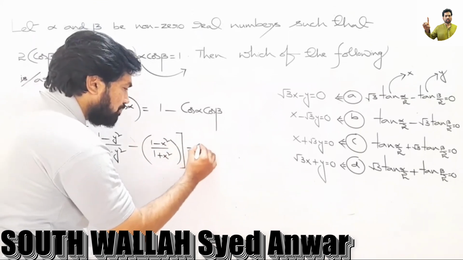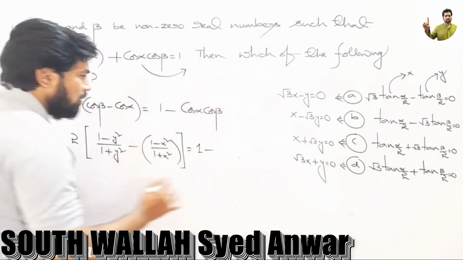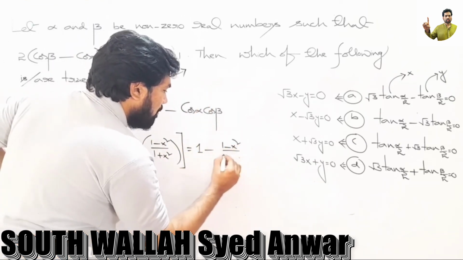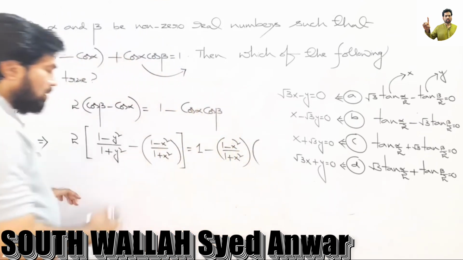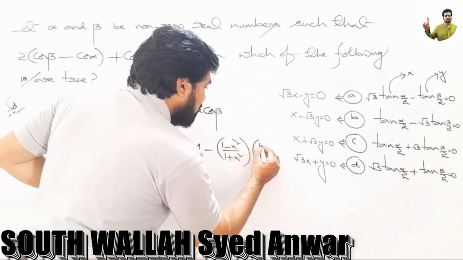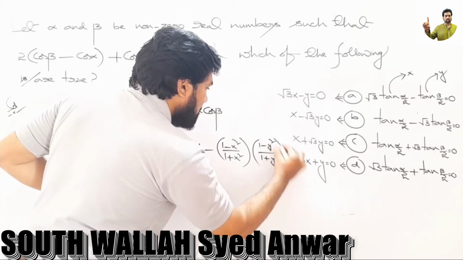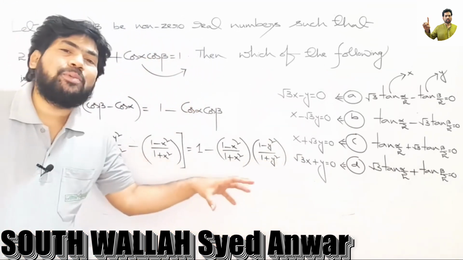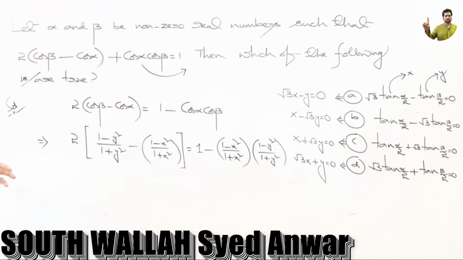1 minus cos alpha cos beta. First cos alpha value: (1 minus x square) by (1 plus x square), into cos beta value (1 minus y square) by (1 plus y square). We have to simplify this one. So that means some calculation part is involved. It differs person to person. So one must take the risk while doing the calculation part, right?